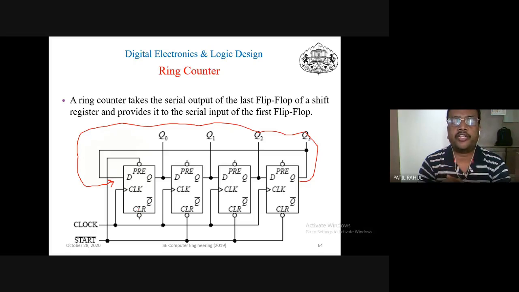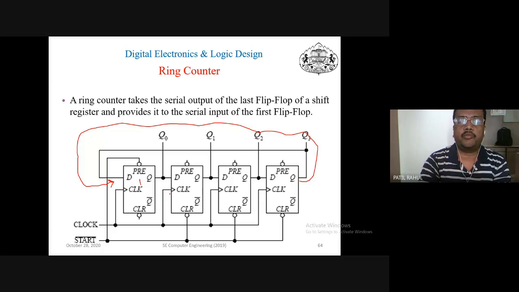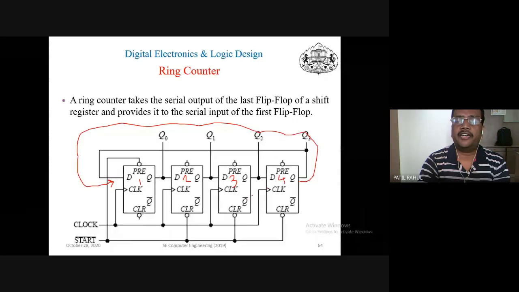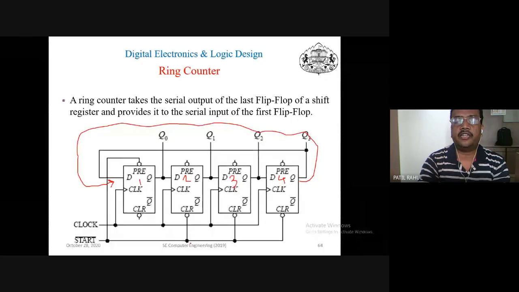And here you observe that this is your first flip flop, this is your second flip flop, this is your third flip flop, and this is your fourth flip flop. For the second, third and fourth, you connect the clear input, and for the first flip flop you connect the preset input.